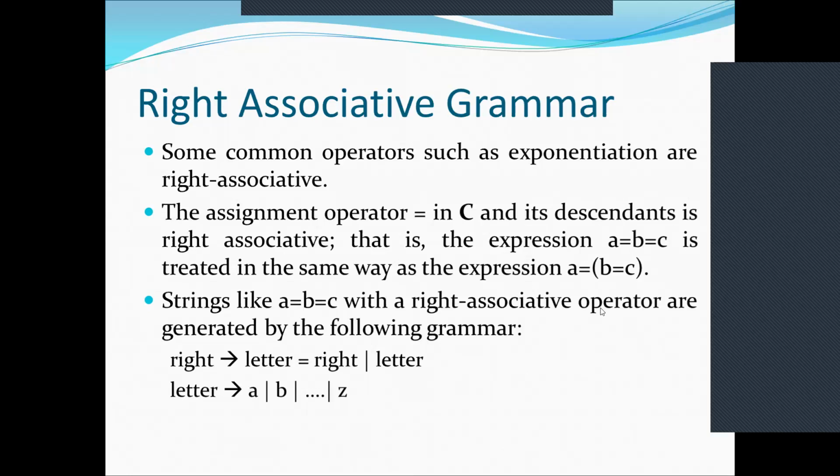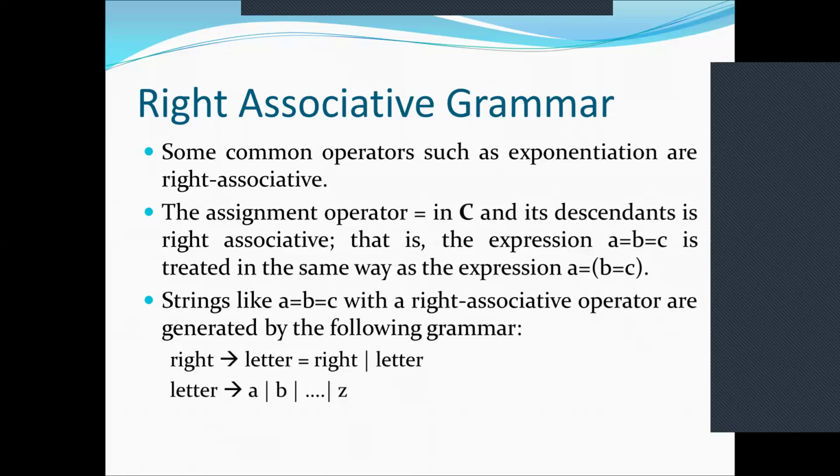The assignment operator is represented as an equal to symbol in C and its descendants, and it is right associative. Meaning, the expression A is equal to B is equal to C is treated in the same way as the expression A is equal to bracketed B is equal to C. Because this is right associative, the operator is always associated with the right value.